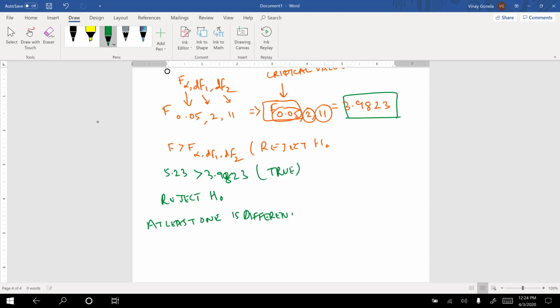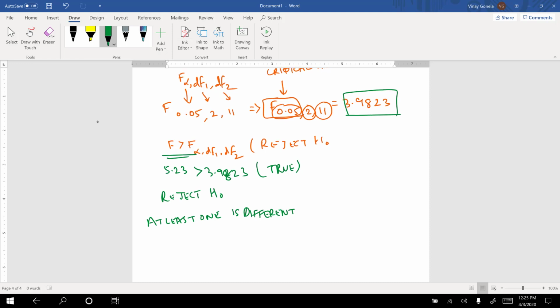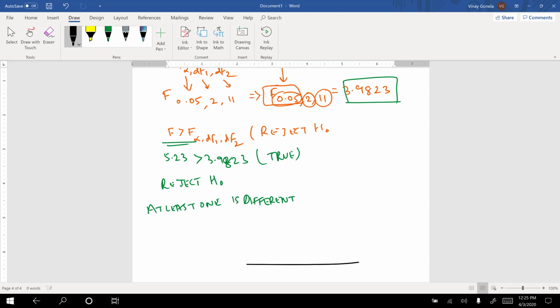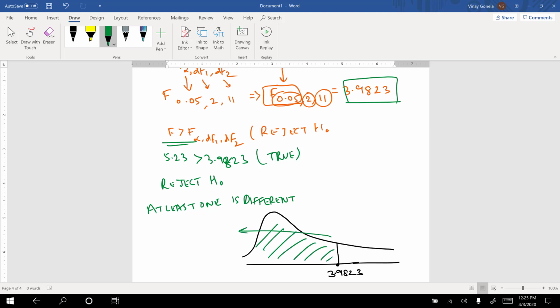One of the ways the F stat would look, if I am drawing it, is something like this, the F stat. If this is the critical value, 3.9823, then the area to the left is the do not reject area, do not reject H null. In this area, mu 1 equals mu 2 equals mu 3. However, this area is reject H null, so in this area at least one is different.